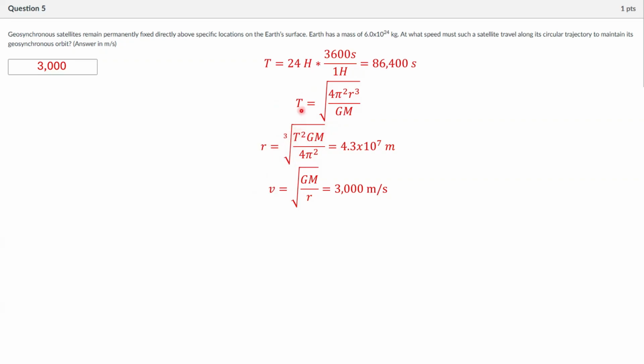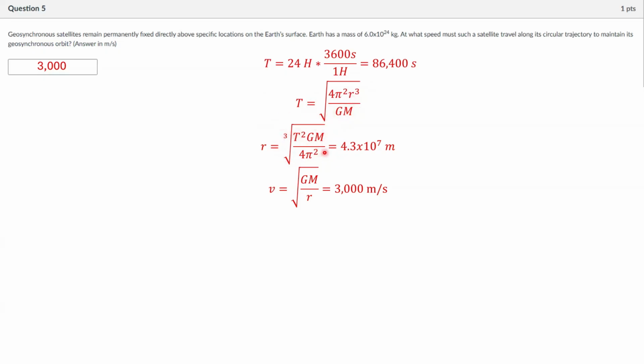T squared, that just ends up going, let's see. So basically to get to here, what did I do? I squared both sides. I pulled the G across to the numerator, the mass across to the numerator. So T squared GM, that's how I got that. Divided by 4 pi squared. Okay, that goes down there. That would then leave me R cubed. And if I want just R, I have to take the cubed root of both sides, hence the cubed root of all that stuff.